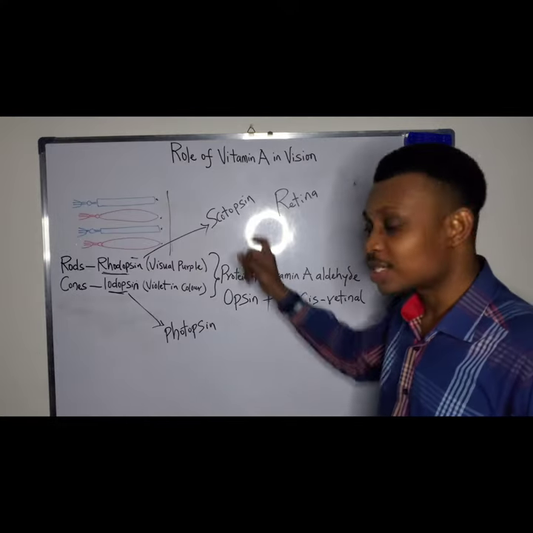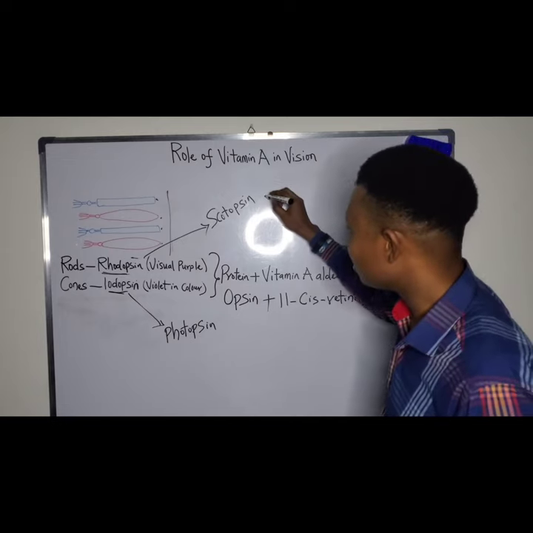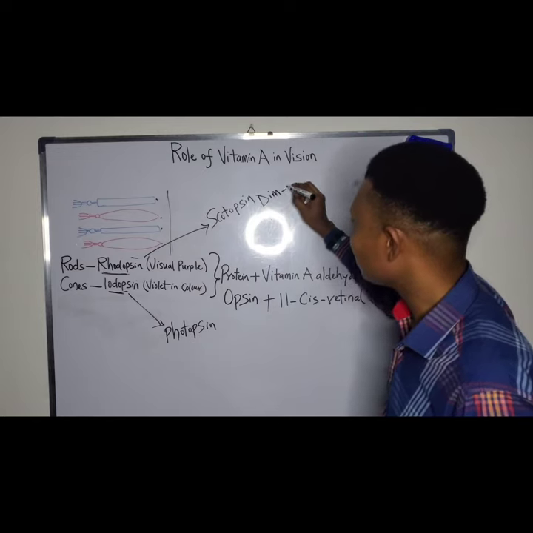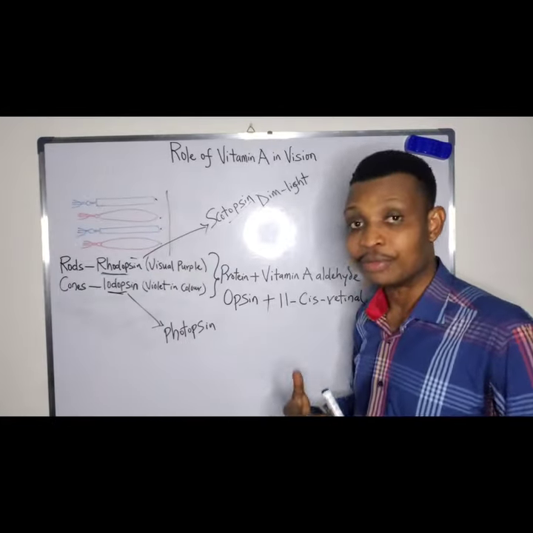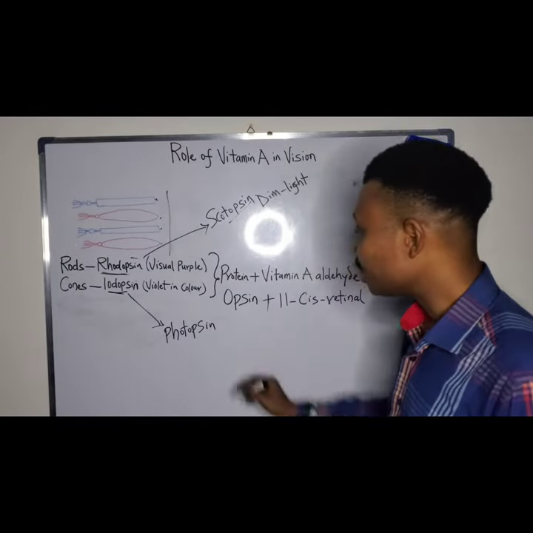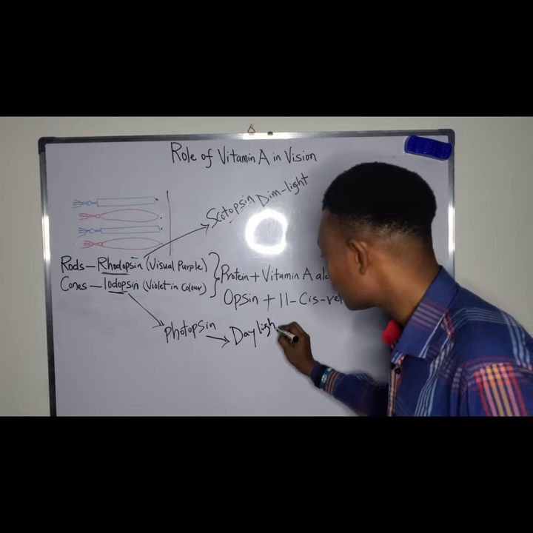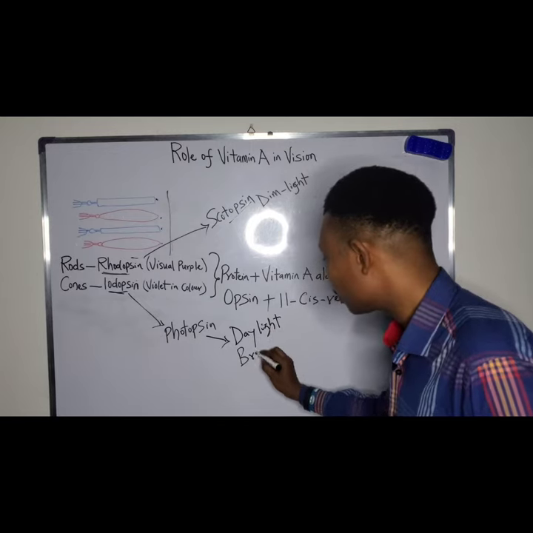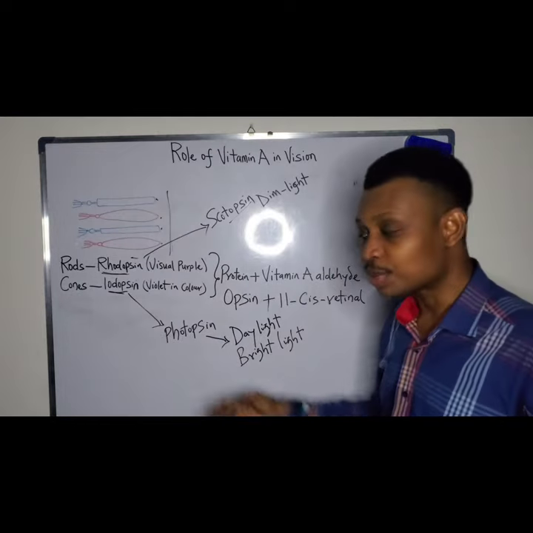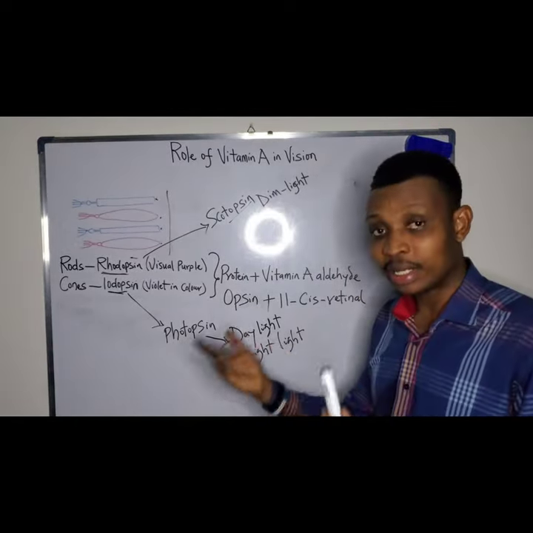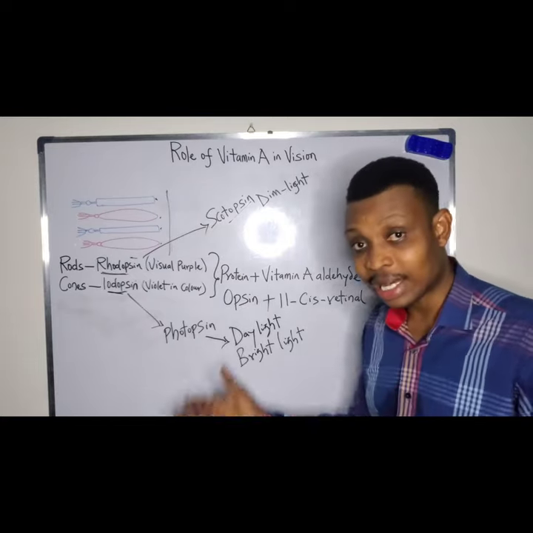Now, scotopsin enhances vision during the night, so in dim light, basically. Scotopsin enhances vision in dim light, while photopsin enhances vision under daylight or bright light. That is to say, photopsin enhances vision during the day. Also in the night, it can enhance vision as long as there is bright light.